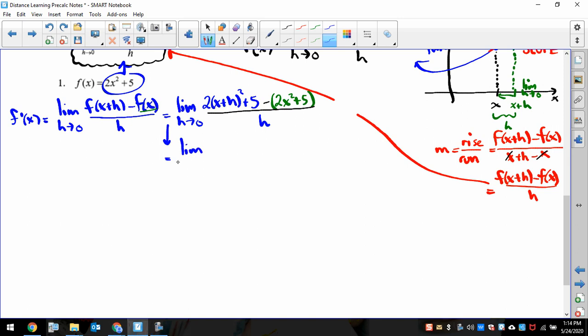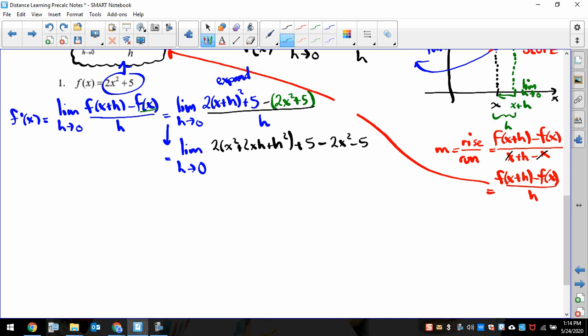So let's go ahead and take our limit. Well, we're not going to take the limit just yet. We can't quite plug in 0. It doesn't work. So we're going to have to simplify by expanding. So let's go ahead and expand. I'll write this expansion here in black. So it's going to be 2x squared plus 2xh plus h squared, plus 5, minus 2x squared minus 5.